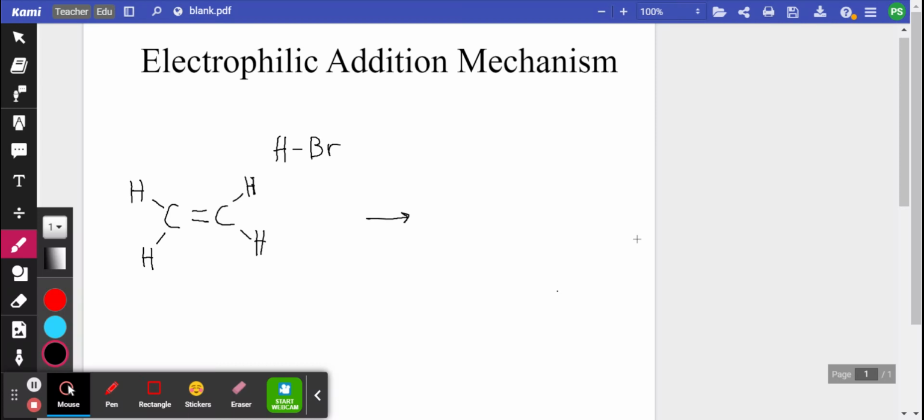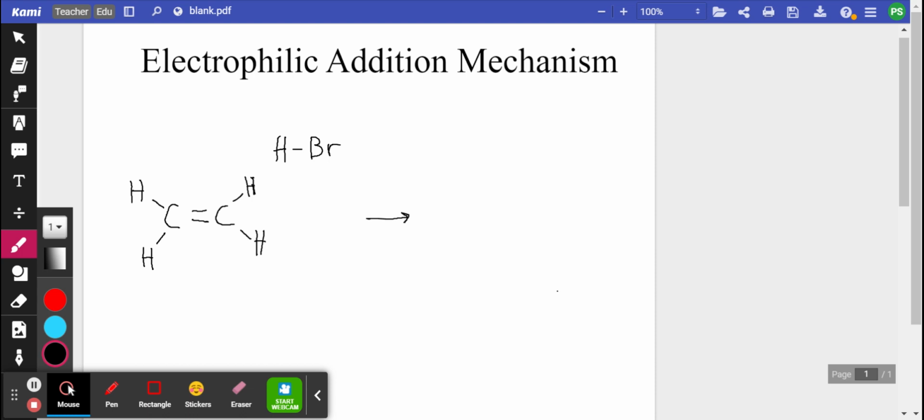Hello, everyone, and welcome to another lecture on organic chemistry. This lecture is related to electrophilic addition mechanism, which only appears in the higher level course. This mechanism explains why alkenes are so reactive and how they react with different molecules.